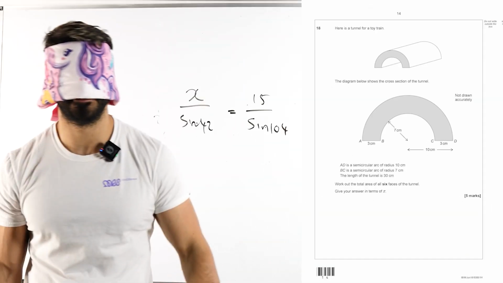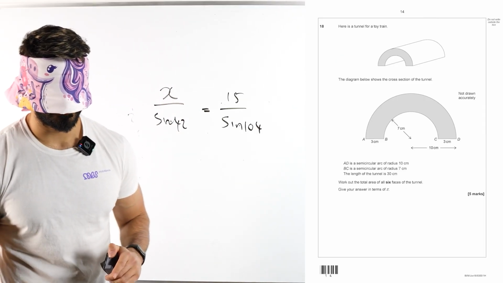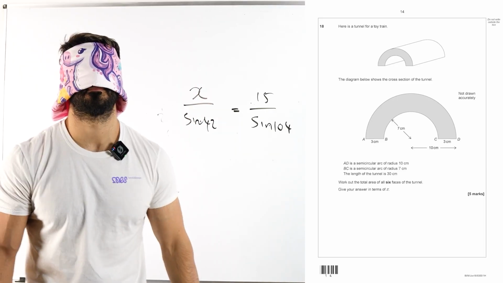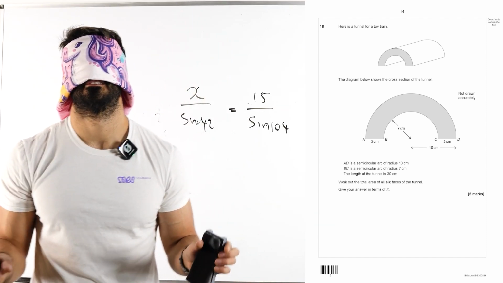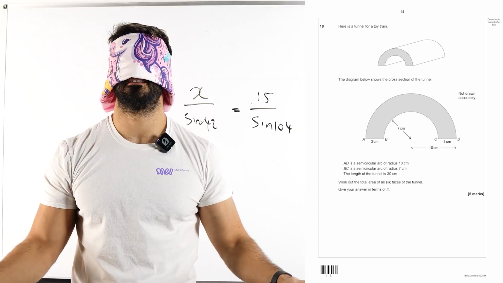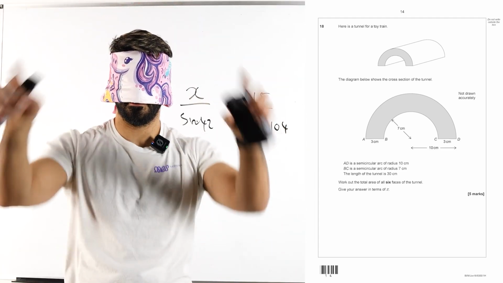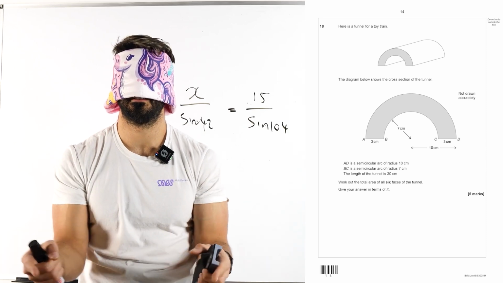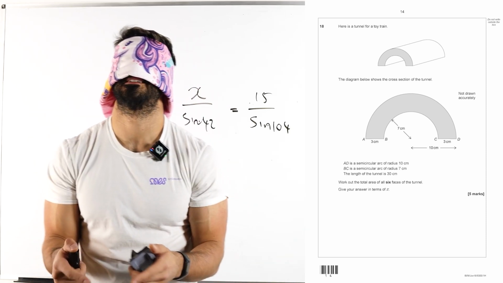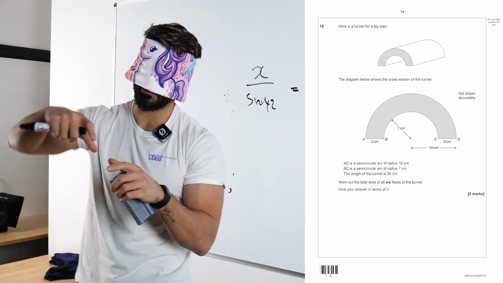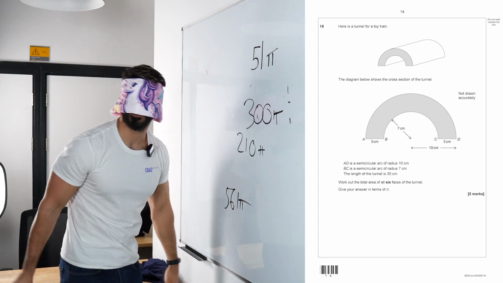Here is a tunnel of a toy train. The diagram below shows the cross section of the tunnel. Imagine the vertices at the bottom: A, B, C, and D. AD is a semicircular arc of radius 10, the big one. BC is a semicircular arc of radius 7 centimeters. Work out the area of all 6 faces of the tunnel. Give your answer in terms of pi. It's a 5 mark question. So it's going along. That's my answer.